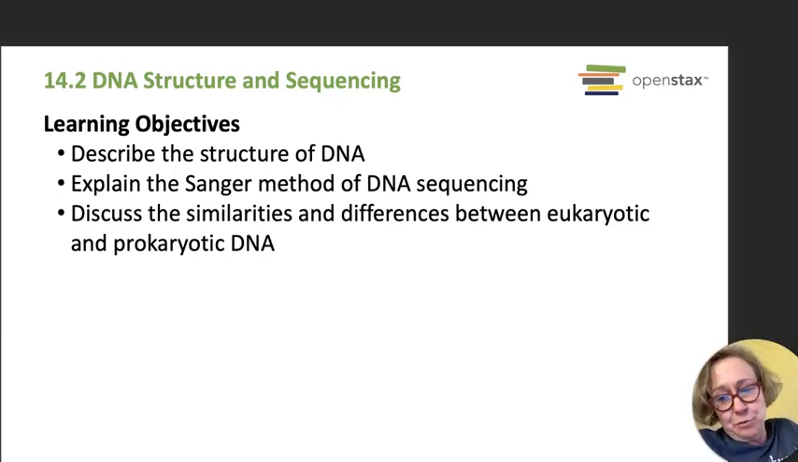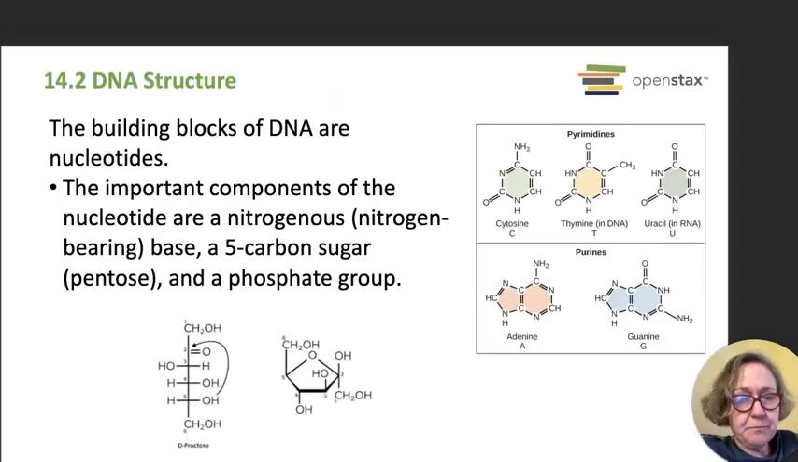So in section 4.2, we are going to describe the structure of DNA. We are going to explain the Sanger sequencing method, and we are going to talk about the differences, of course, between eukaryotic and prokaryotic DNA. Let's start with the structure of DNA.